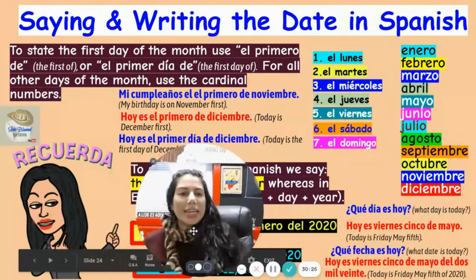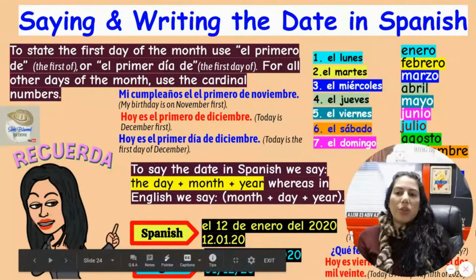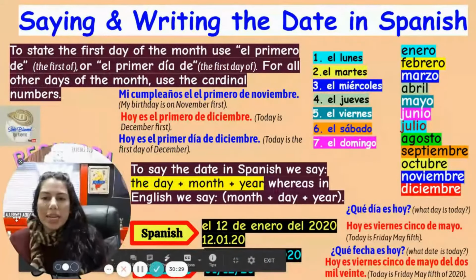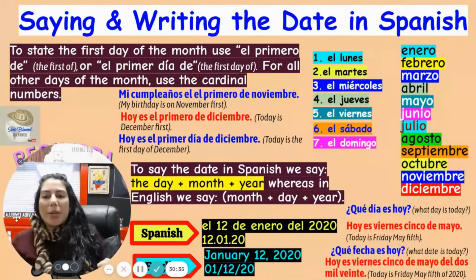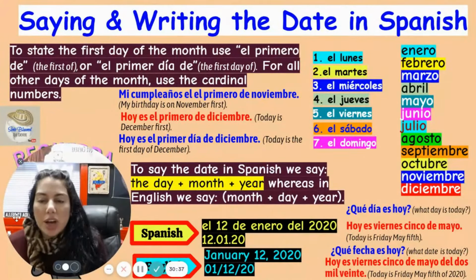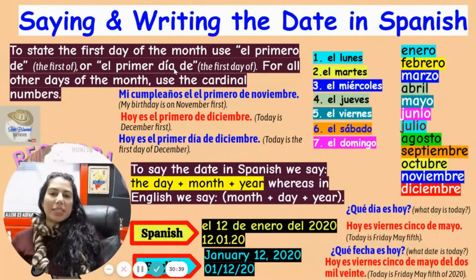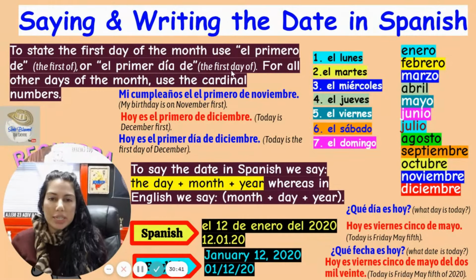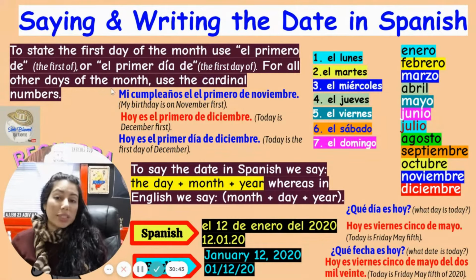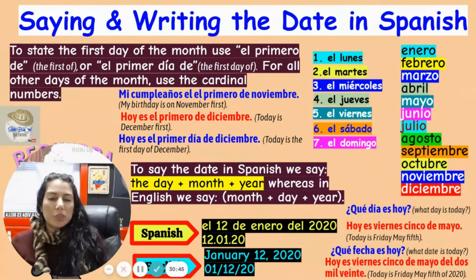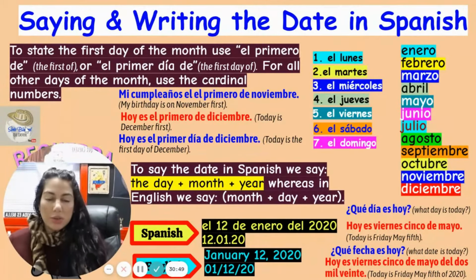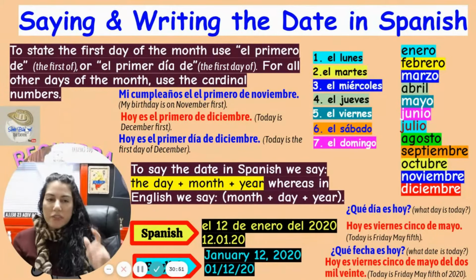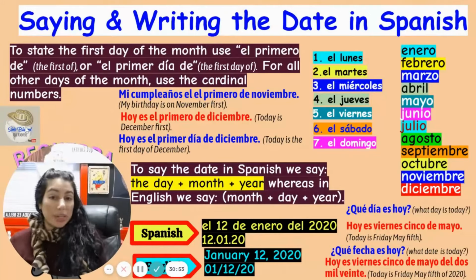Okay, so saying and writing the date in Spanish. To state the first day of the month, you're going to use es el primero de, which is the first of, or el primer día de, which is the first day of. For all other days of the month, use the cardinal numbers 2, 3, 4, 5, all the way to 31. But only when it's the first day of the month, you're not going to say uno.